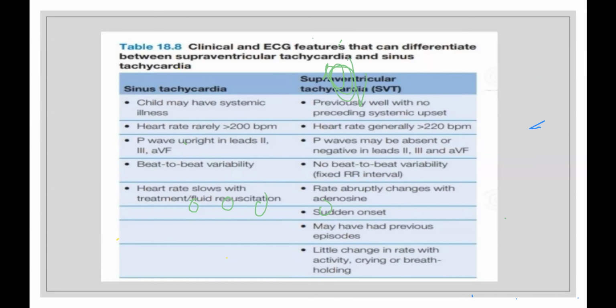Beat to beat variability, no beat to beat variability. Okay, so what is this beat to beat variability? It is related to your heart and respiration. The difference in beats with respiration is what we call sinus arrhythmia. SVT is always regular, with a fixed RR interval, and has no relationship with respiration.